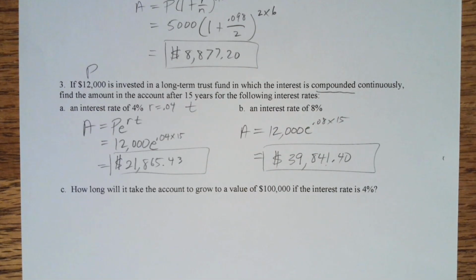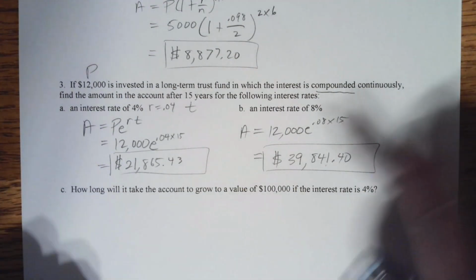So you can see that the interest rate being doubled caused the money to almost double. So interest rates are important. We're trying to make money. We want to find the highest interest rate we can. We just have to be careful that we don't risk too much, because usually if you get a really high interest rate like 12%, there's a risk. And so you have to be aware of that kind of thing.